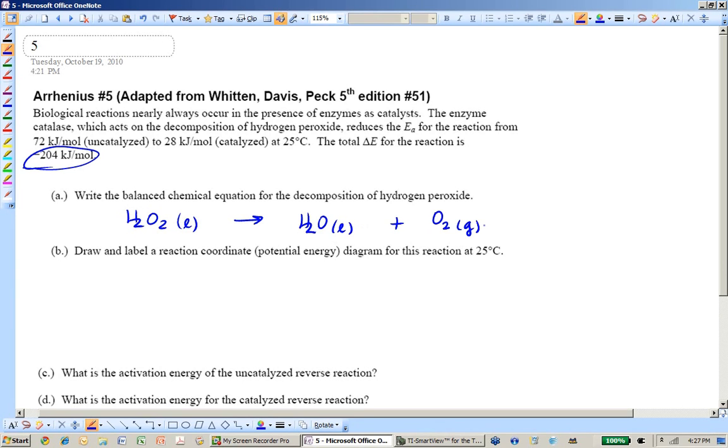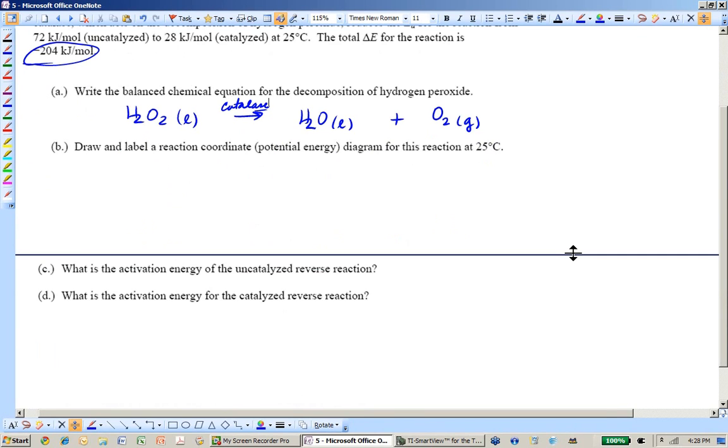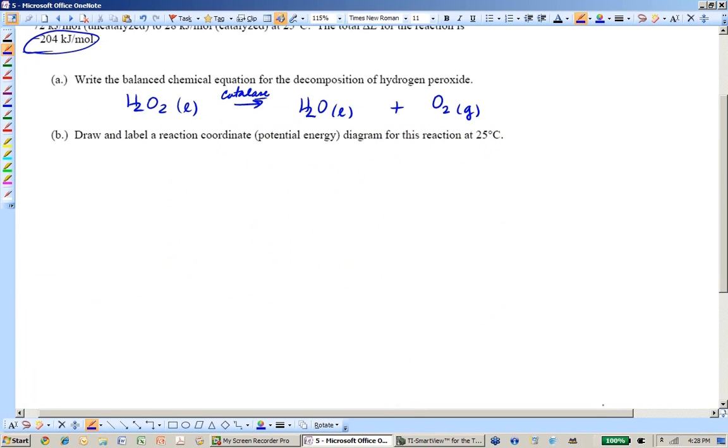All right, so easy enough, starting off with just a good balanced equation with light catalyzing that normally, but in this case they told us we're going to actually use an enzyme called catalase. Note the ase ending that you may recall from biology for enzymes. Draw and label a reaction coordinate or potential energy diagram. I know. It's just grown-ups that can't get along. I don't know why we have to have so many names for everything.